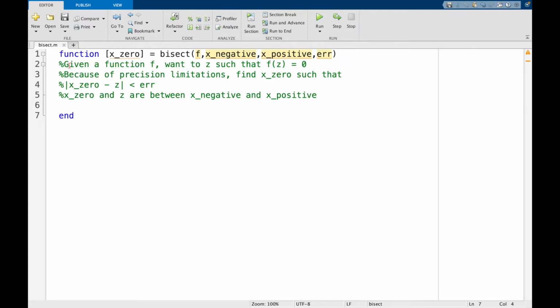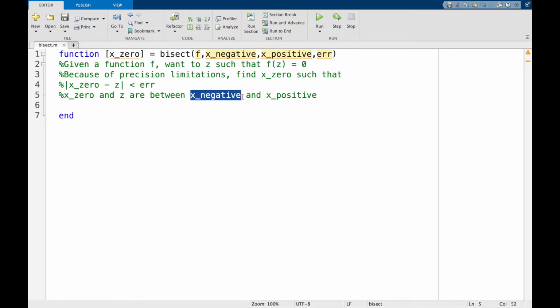So here in a comment I basically just have a description of everything we just talked about. Given a function f, we want to find a point z such that f of z is 0. But because there are limits to how precise a computer can be, we're going to find x0 such that the distance between x0 and the actual 0 is smaller than some error term. And the way we're going to do that is we're just going to force x0 and z to live in between x negative and x positive.